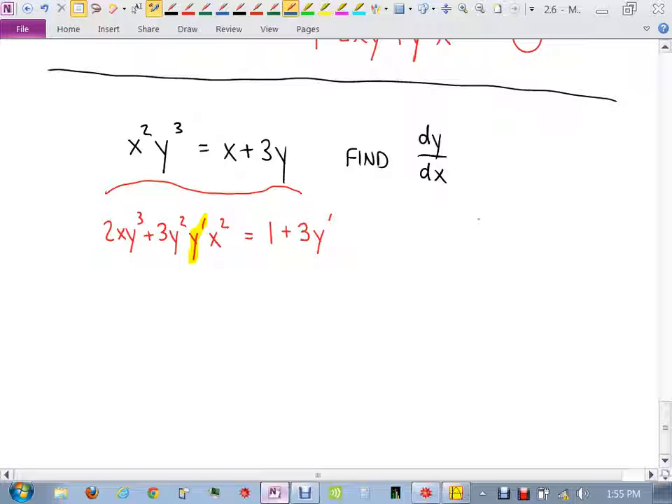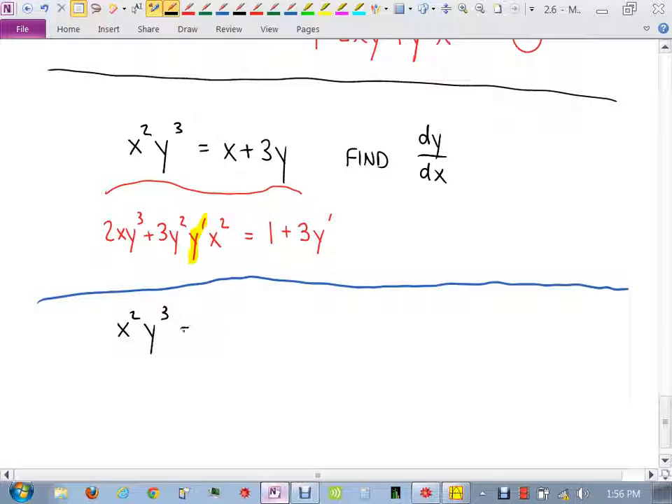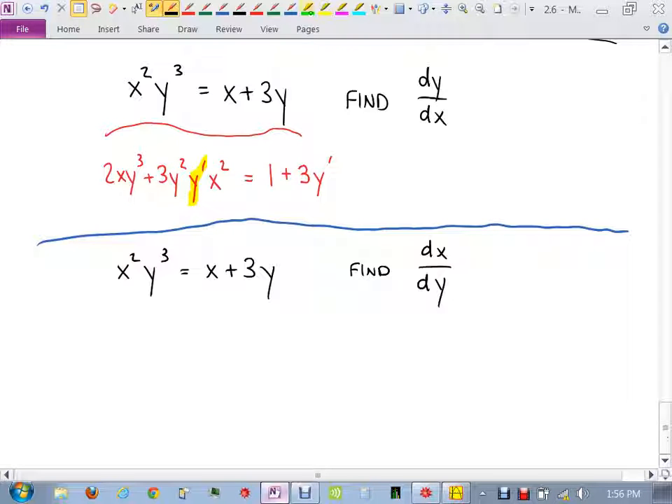All right, now the reason I'm doing that one is because I'd like to illustrate that, compare it to this one. x squared y cubed equals x plus 3y, exact same equation, right? But I want you to find dx/dy. What does dx/dy mean? That means you're going to treat which variable like the independent variable. y's this time. Anytime I take the derivative of y, it's 1. And anytime I take the derivative of x, it's x prime. See, it's backwards from what we've just done.